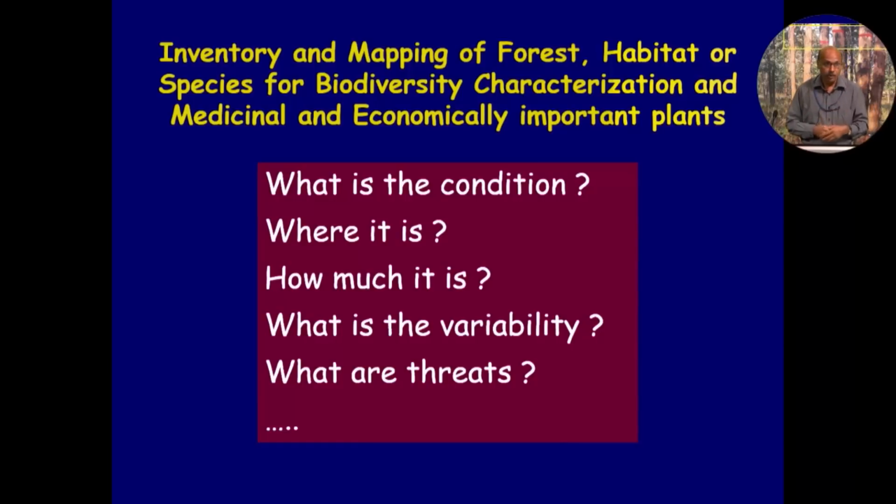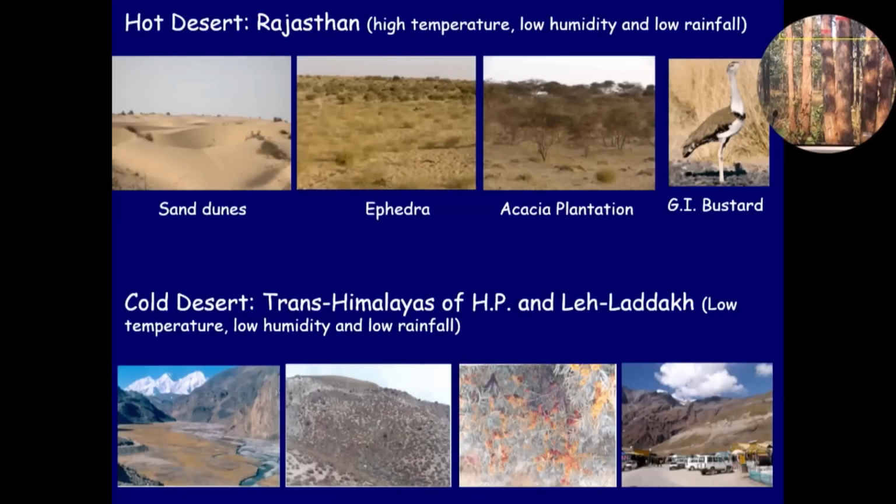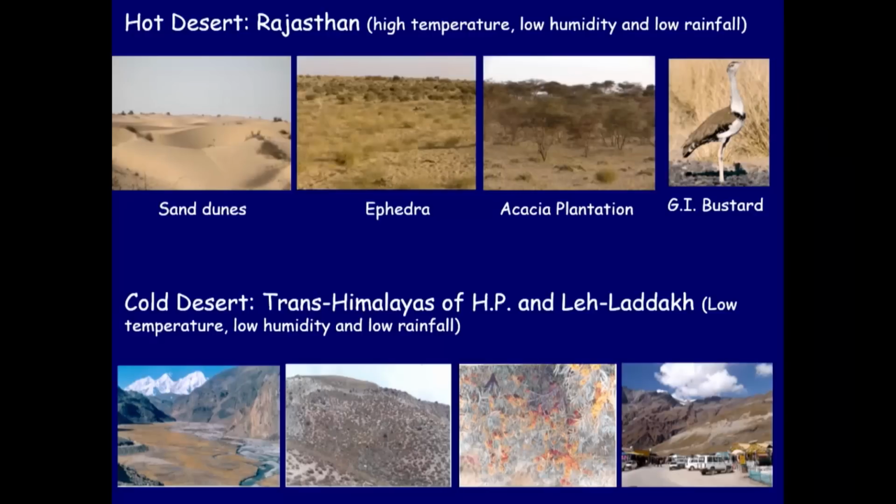Let us say IUCN would like to have some kind of plan developed, how to harvest sustainably, so I would like to know the area of it. What is the variability, let us say in terms of chemicals or within the species, and what are the threats, anthropogenic or over collection, over exploitation, all these we have to look at in the hot desert. Okay, and this is an acacia plantation, you can map it, no problem. This you can map it, no problem, because it's big patches.